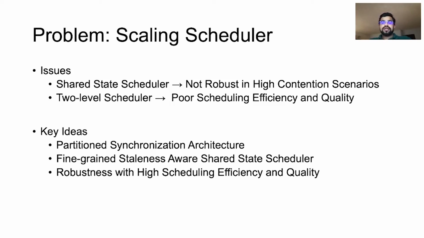Shared state scheduling architecture exposes all the cluster resources to all the platforms and reactively handles task scheduling conflicts. This is not robust under high task contention scenarios when the number of scheduling conflicts increases. On the other hand, two-level schedulers avoid conflicts and set aside mutually exclusive cluster resource partitions for different platforms. This can lead to unused resources and poor scheduling efficiency. Parasync overcomes these scaling bottlenecks and proposes a partitioned synchronization scheduler architecture that optimizes away the bottlenecks in shared state scheduling architecture.